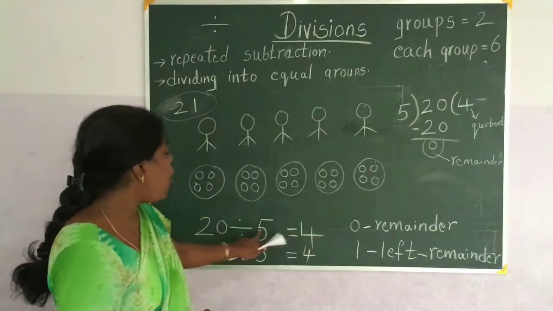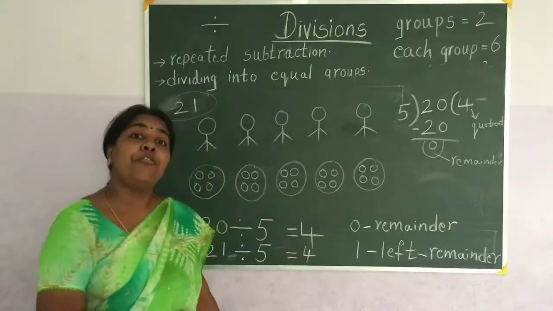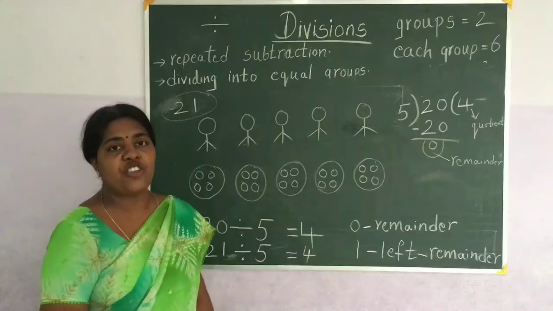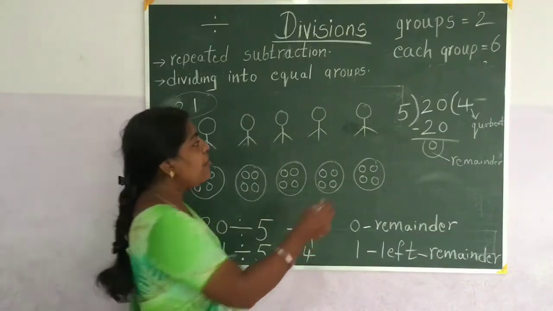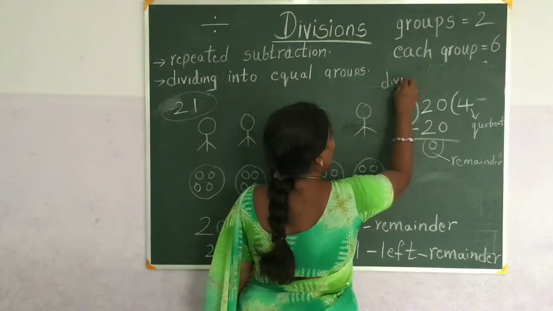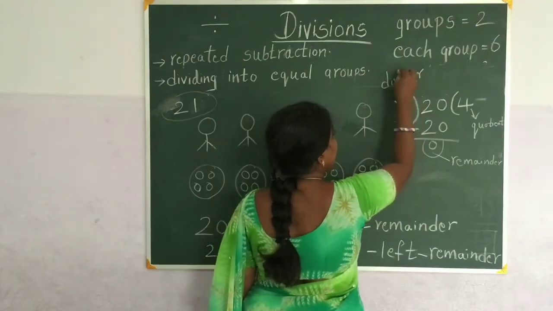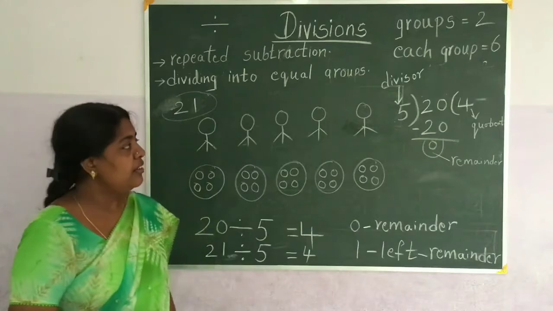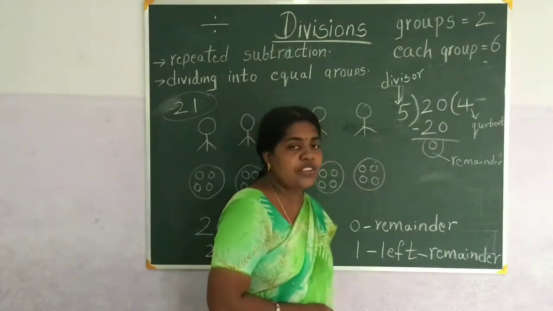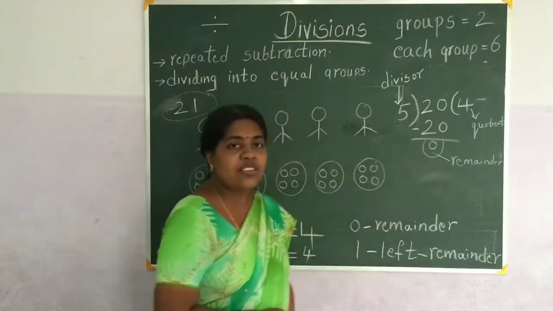And how many children are here? 5 children. So I am dividing 20 laddus among 5 children. So 5 is called divisor. What is 5 called here? Divisor. Now we know 5 is divisor, we know 4 is quotient, we know 0 is remainder.